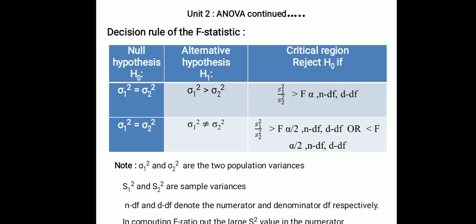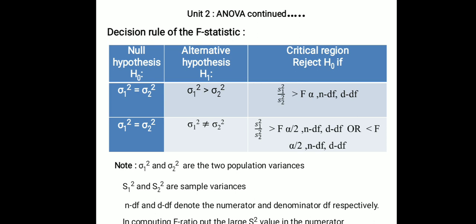In such a case also, if the calculated variance ratio is greater than the critical value, that is the table value, we reject the null hypothesis at the considered level of significance. Here sigma 1 squared and sigma 2 squared are the two population variances. Similarly, S1 squared and S2 squared are the sample variances. NDF and alpha by 2 apply for the two-sided hypothesis.